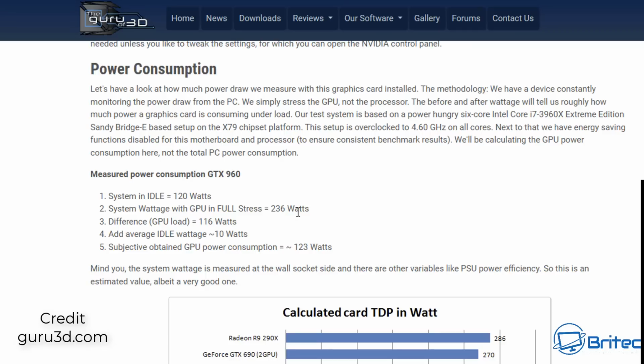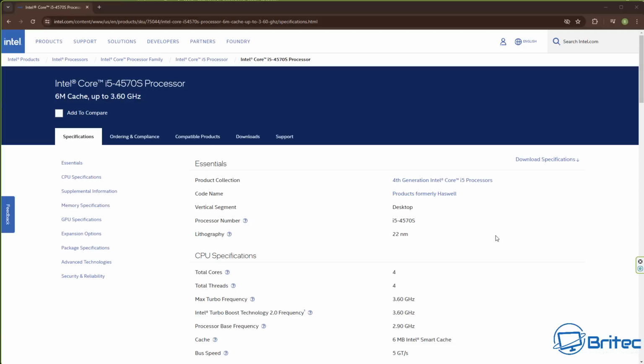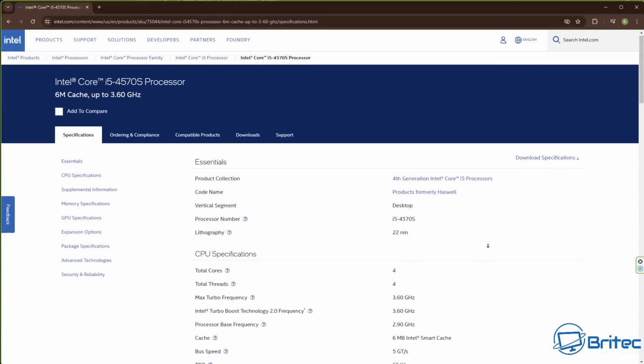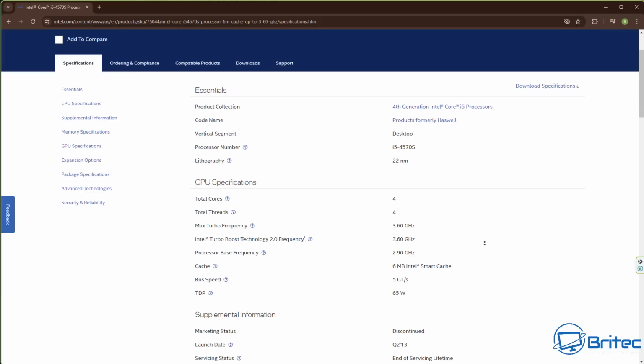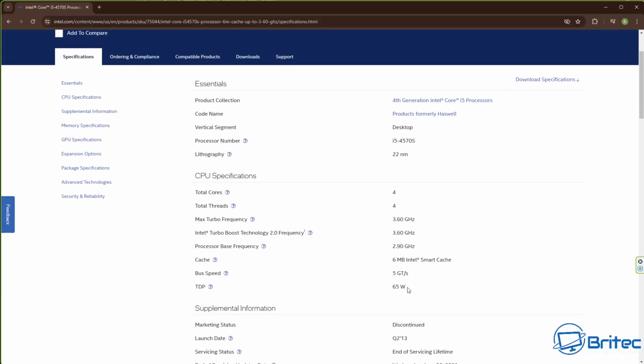Now, that's without talking about the CPU and all of the other components that are inside there as well, which are going to be drawing power as well, which all totals up to be quite a considerable amount of power. And you can see the TDP for the CPU is 65 watts. So you add those together, and just the CPU and the GPU alone is going to be getting up there a fair bit.